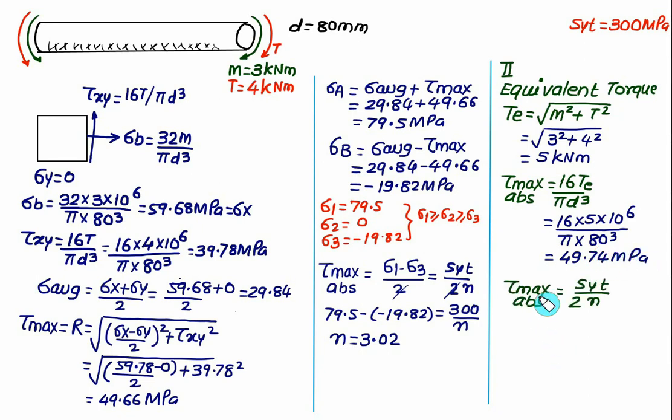Now you can apply the maximum shear stress theory and find out the factor of safety. Tau max absolute is equal to 49.74, is equal to SYT, 300, divided by 2 times factor of safety, and you will get the same answer of factor of safety equal to 3.02. So for GATE, prefer this method as compared to the simple basic procedure.